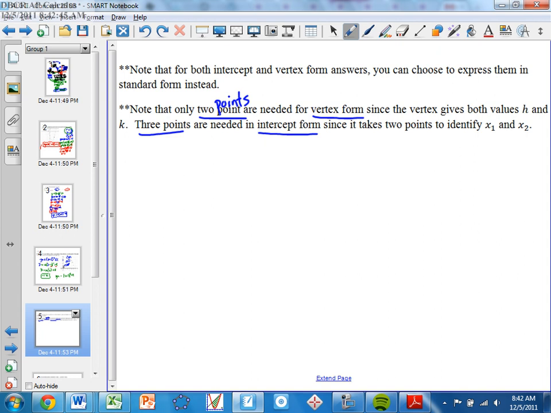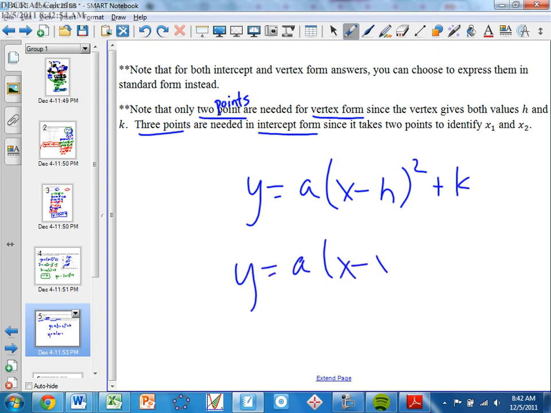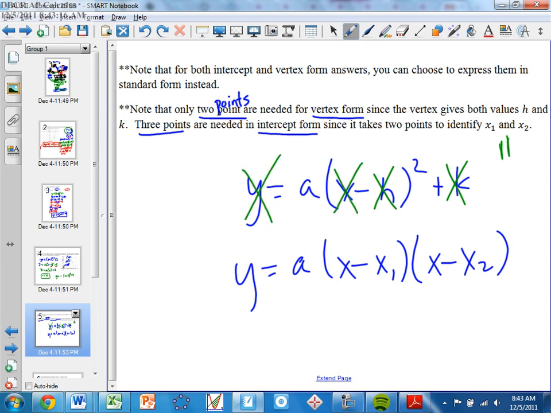So here's what's important. If we look at vertex form and intercept form, to get the values of h and k, you need the vertex, which is 1 point. Again, once you have 1 point in vertex form, you have h and k. With the other point, you can plug in for x and y. So you only need 2 points for vertex form. Again, you need the vertex and another point.